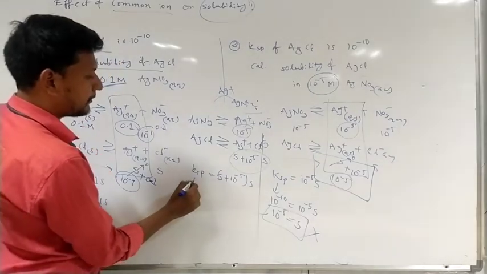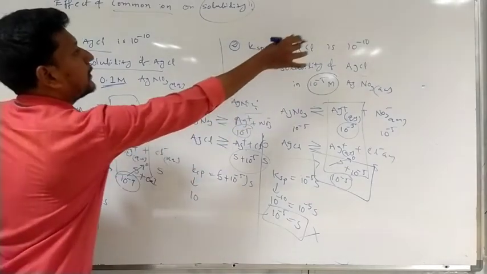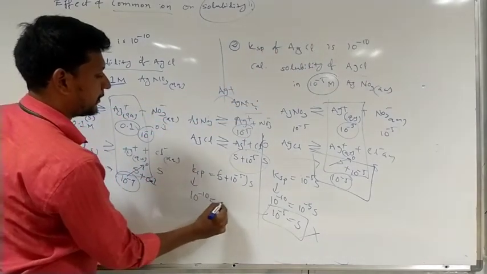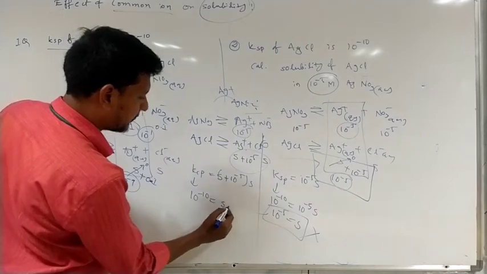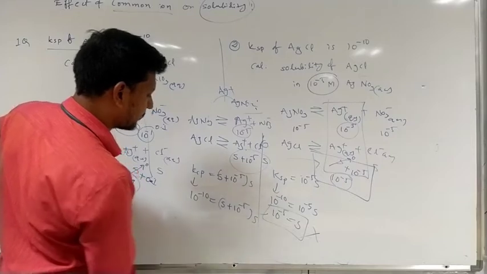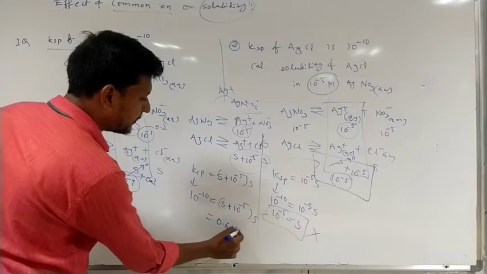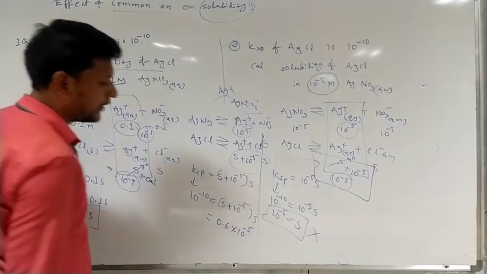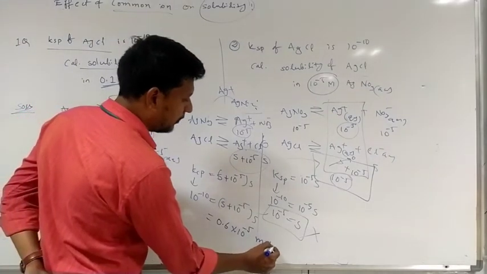What is the KSP value? The KSP value is 10 to the power minus 10. So 10 to the power minus 10 is equal to S plus 10 to the power minus 5, into S. Solving this one, we get S as 0.6 into 10 to the power minus 5 mole per liter.